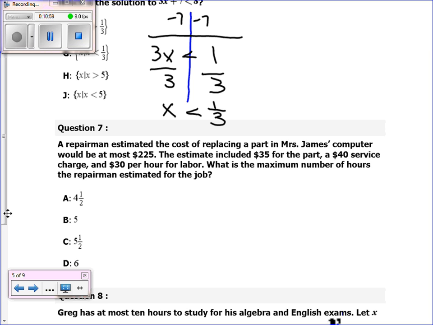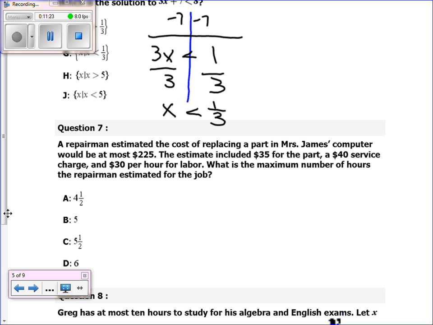Now, here we have that no matter what, Mr. James is going to have to pay, and you can just put yourself in this situation. Make it personal. Look, you are going to have to pay $35 for the parts, $40 for the service charge, no matter what. So why don't you just go ahead and take that $35 and $40, that's $75 you have to pay. You know, that's not based on any hours, and subtract that from the $225.